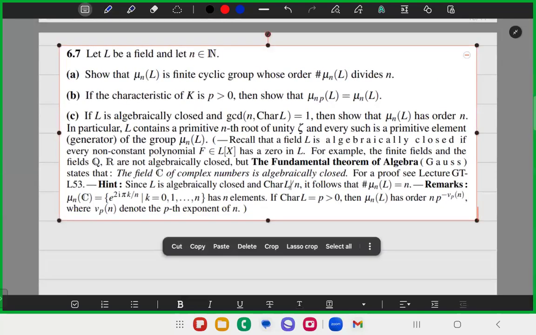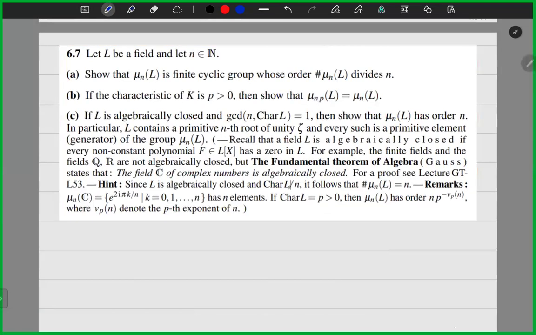Let L be a field. Then μ_n(L) is a finite cyclic group whose order divides n. Here μ_n(L) is just the set of those x inside L such that x^n is equal to 1. Why is it cyclic? This is a subgroup of the multiplicative group L*, a finite subgroup, right?